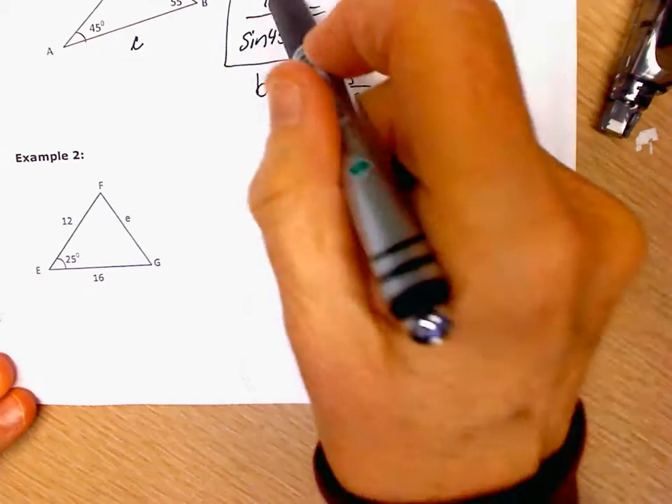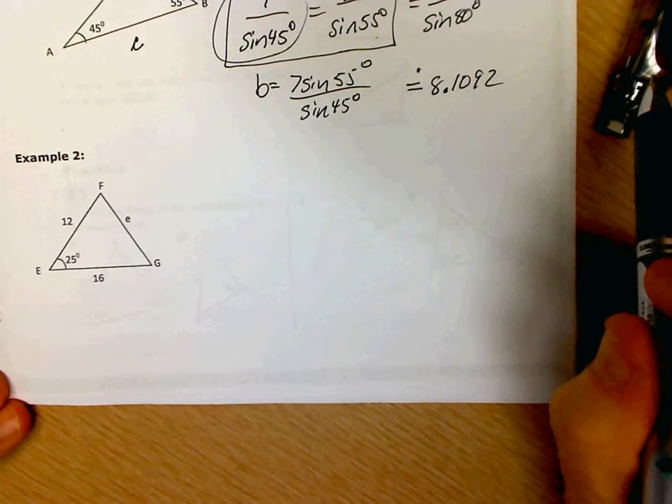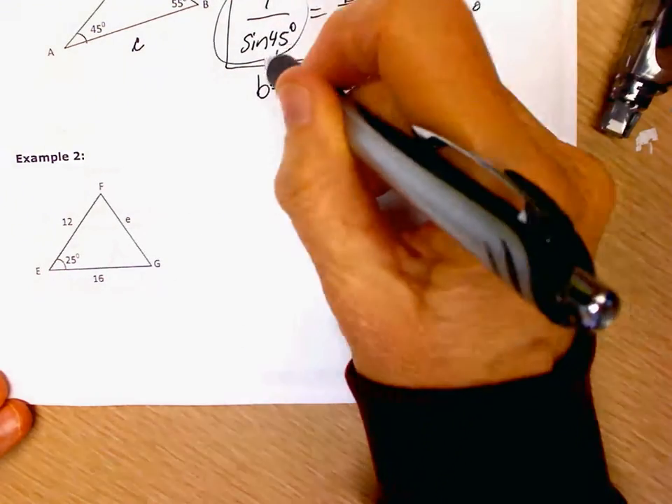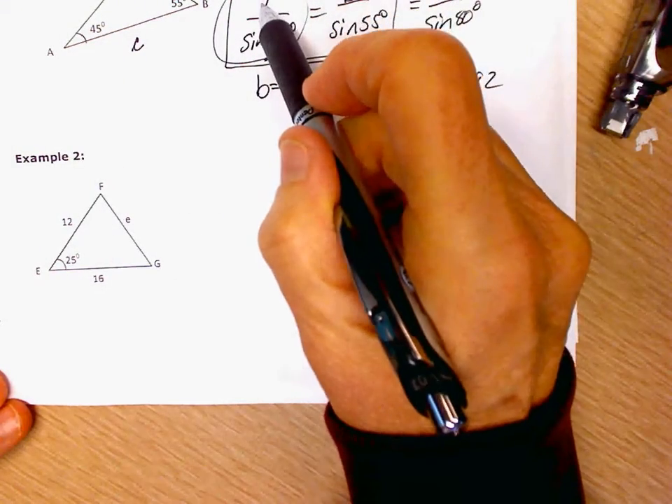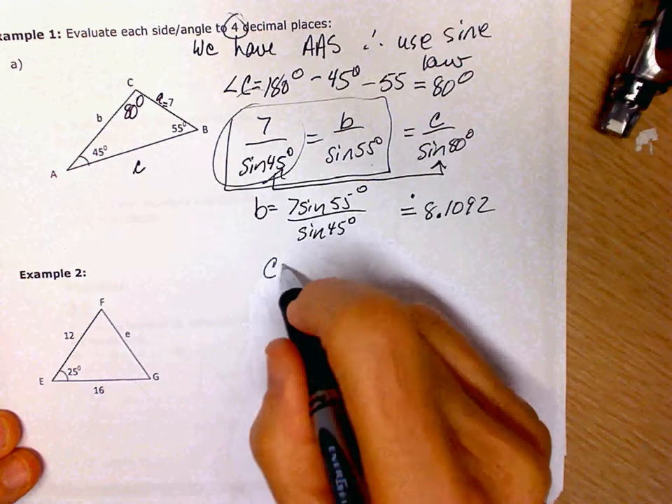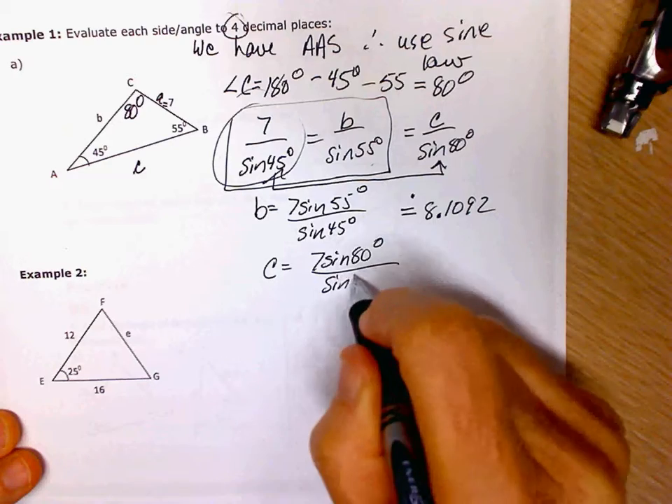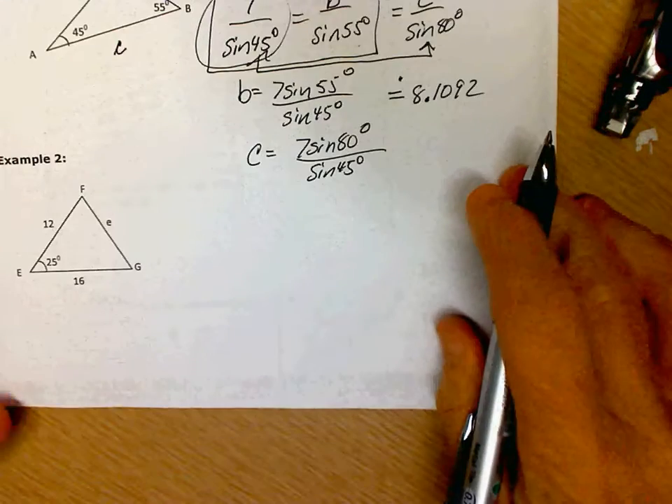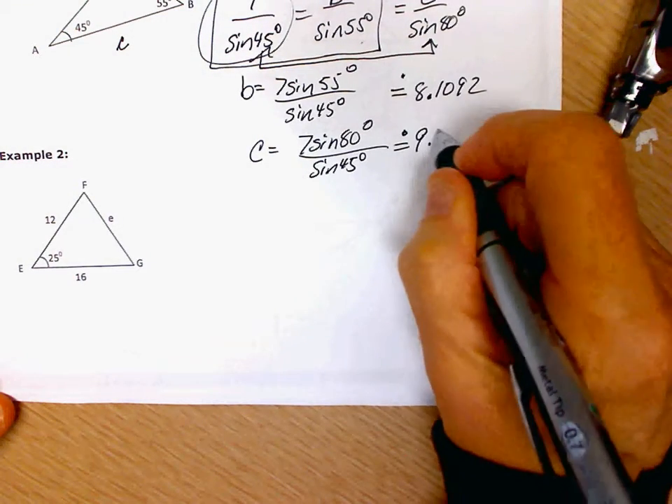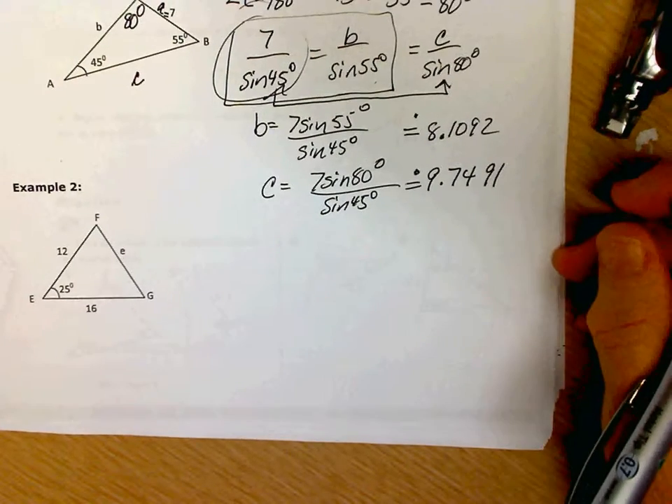Now, when I go to solve for C, which one should I use? Should I use this or should I use this? Right. Use this and this to find C, just because 7 is not a rounded off number, but our B is. So there's more accuracy here. So C is equal to 7 sine 80 degrees divided by sine of 45 degrees. And that is approximately equal to 9.7491. Just plug it in your calculator. Make sure you're in degree mode.